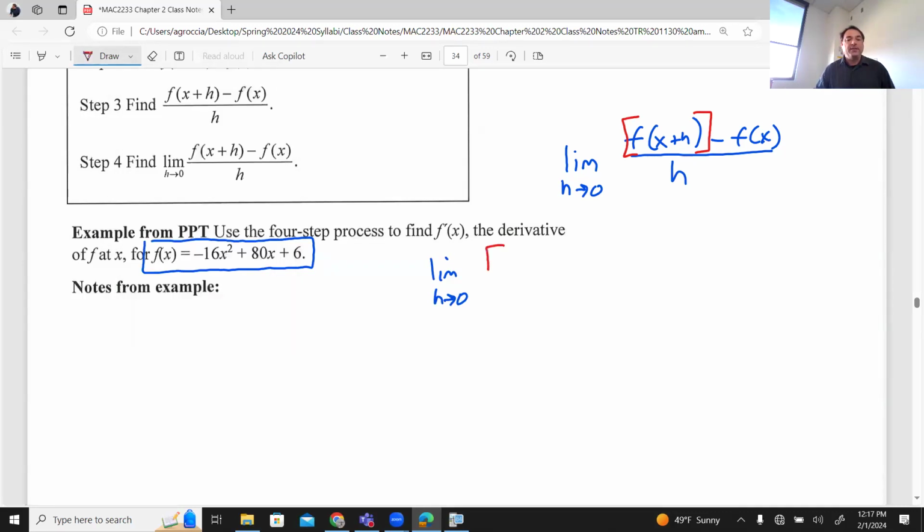So in red, it says, go to this function. There's an x, I'm going to plug in x plus h. Everywhere there's an x, I'm going to plug in x plus h. And you're like, oh, we did that before. We totally did, a couple times. Okay?